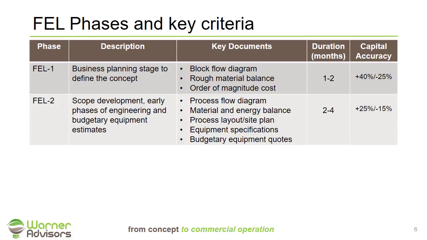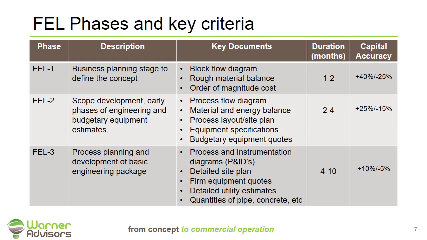FEL2 is the scope development phase. It's the early phases of engineering, and it's when budgetary equipment estimates are developed. The key documents that come out of this phase are process flow diagrams, a much more detailed heat and material balance, process layout and site plan, what your process will look like on a piece of property, equipment specifications, and budgetary quotes for your key equipment. This portion of the process usually takes 2 to 4 months and will generate a capital cost estimate in the accuracy range of plus 25%, minus 15%.